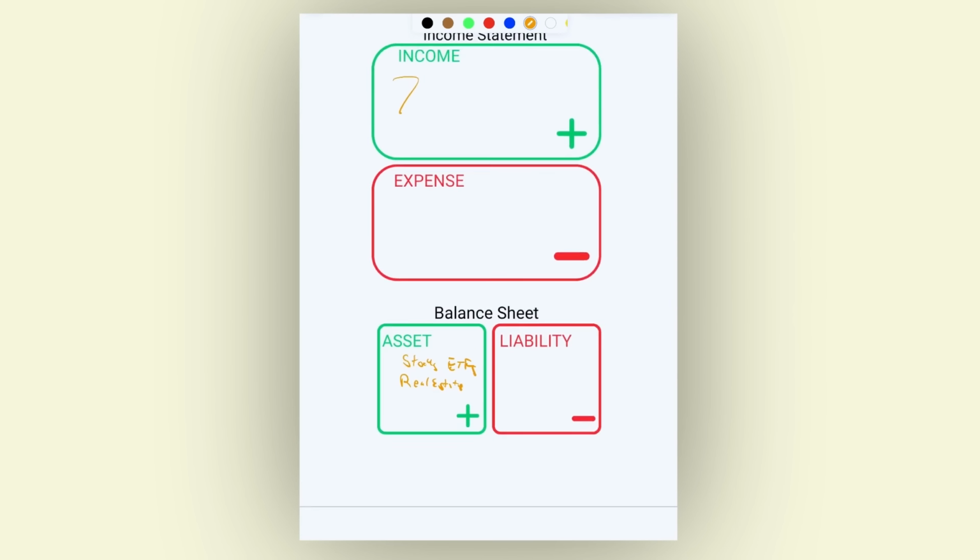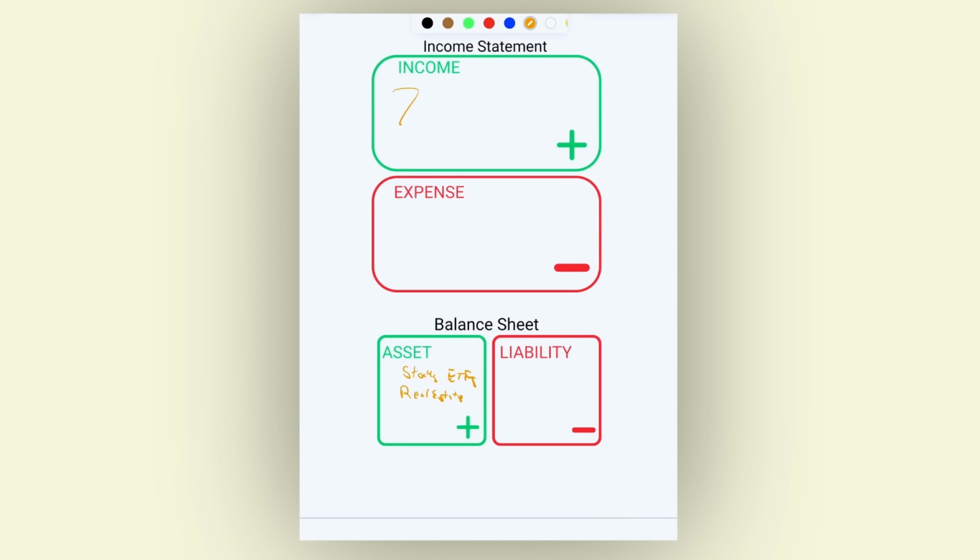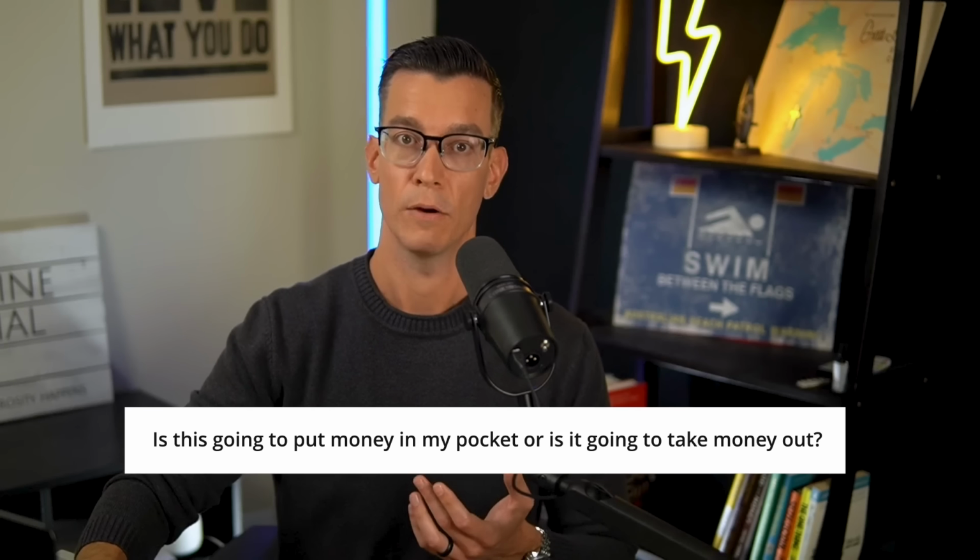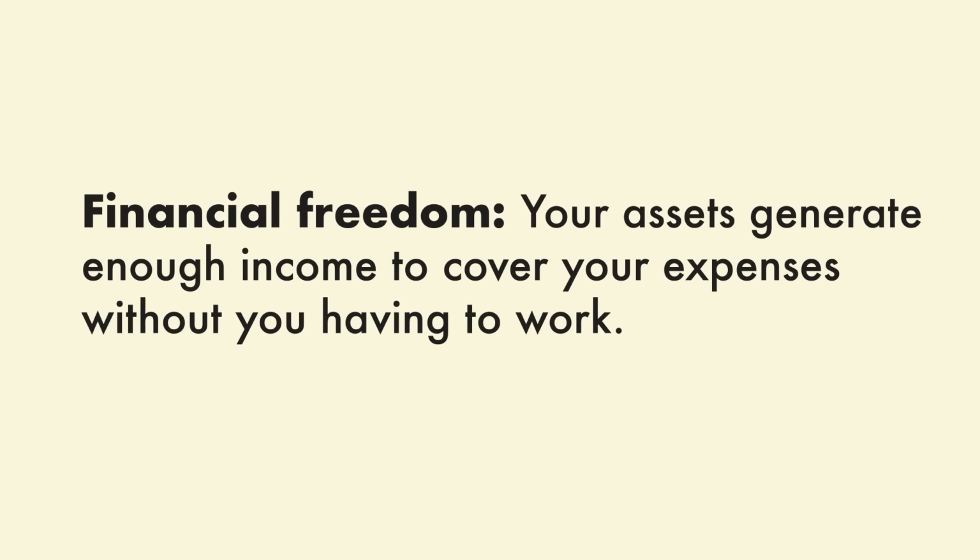But the big takeaway for now is to ingrain this money model into your thinking to change your mindset around income and expenses and assets and liabilities. So when you get a raise and increase your income, before you increase your living expenses or liabilities, ask yourself the question, is this going to put money in my pocket or is it going to take money out? Because the real definition of financial freedom is not about being rich. It's not about having just $1 million in the bank. Financial freedom is when your assets generate enough income to cover your expenses without you having to work.